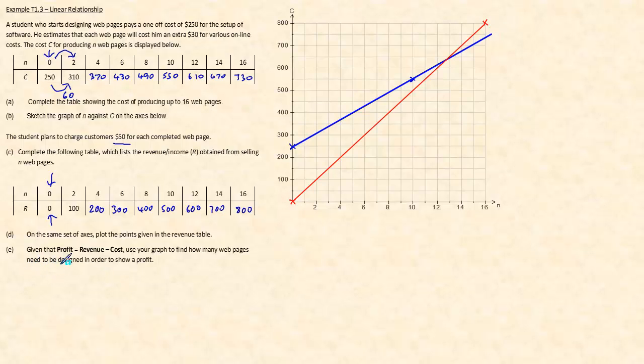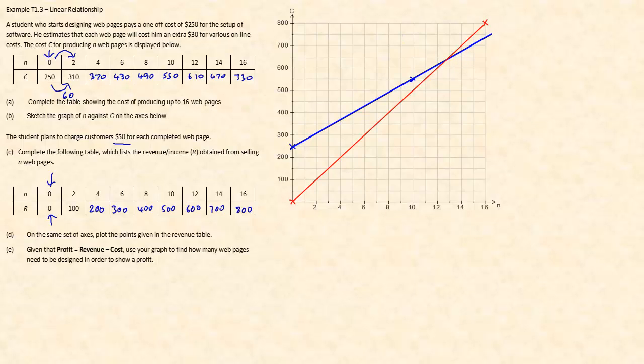So given that profit is revenue take away cost, use your graph to find how many web pages need to be designed in order to show a profit. So revenue take away cost. Revenue is red on the graph and cost is blue. So we're going to show a profit if red is above blue.